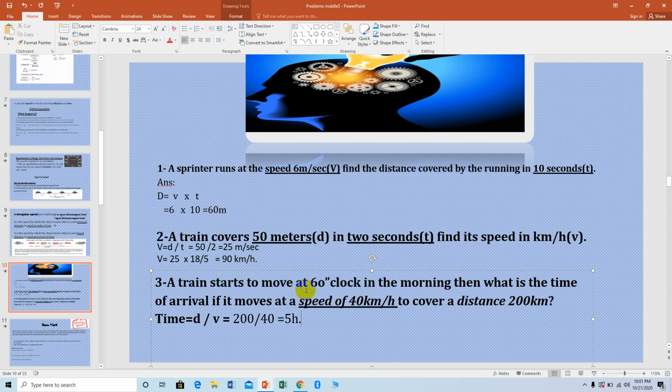So 5 hours, and the train starts to move at 6 o'clock in the morning. He wants the time of arrival, so you add these 5 hours to 6 o'clock. So the time of the arrival equals 5 plus 6. So we are going to arrive at 11 o'clock.